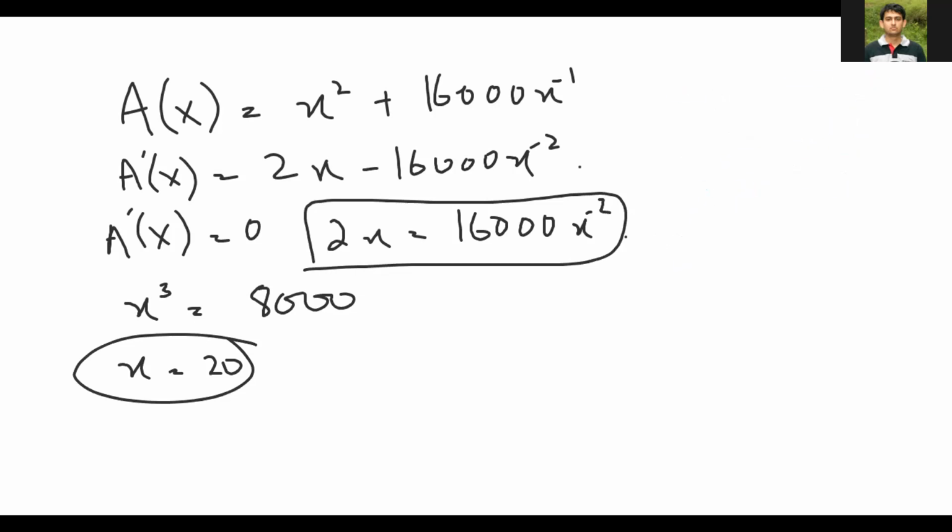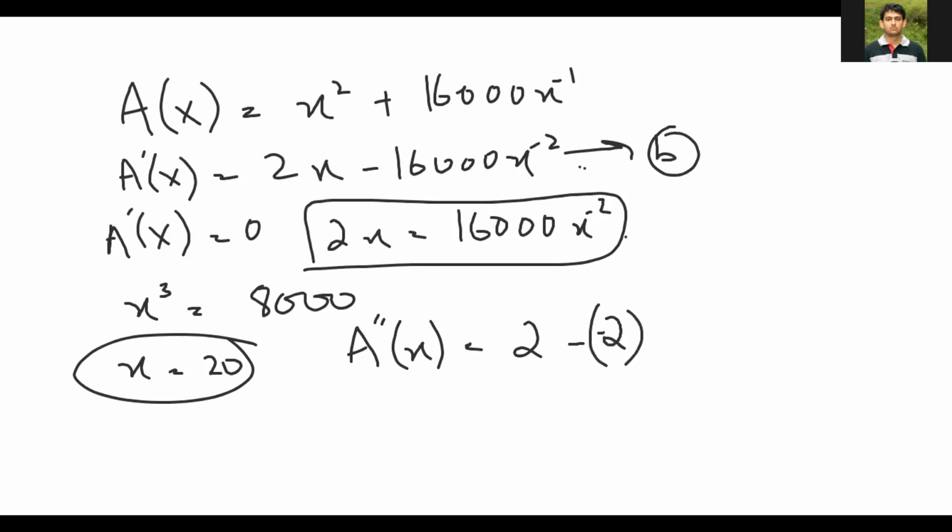I'm going to solve that utilizing the second derivative test. So now I'll take its second derivative. This is my equation. So the second derivative of this one is going to be A double prime of x is equal to 2 minus times of minus 2 multiplied with 16,000 x to the power of negative 3. That's going to be my second derivative.